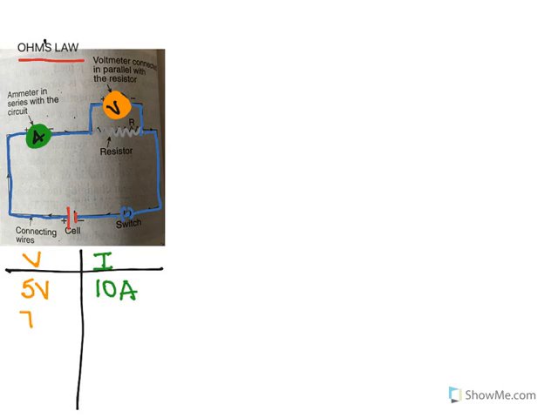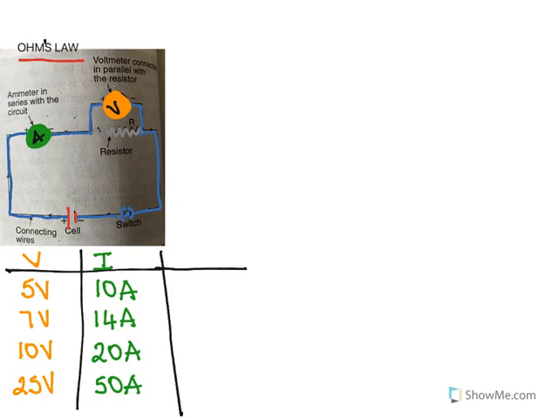Then again he increased the voltage, say, to 7 volts. Now definitely there will be an increase in current. But now the current was found to be 14 amperes. Then he further increased the voltage to 10 volts, and by now you would have guessed the current became 20 amperes. More voltage, more current. And again further, say, he increased to 25 volts, and now the current became 50 amperes. So you have noticed, with an increase in the voltage, there is an increase in the current.